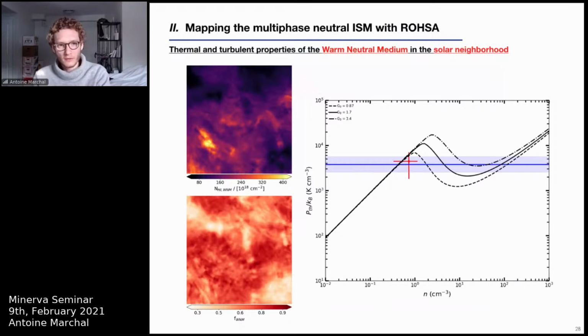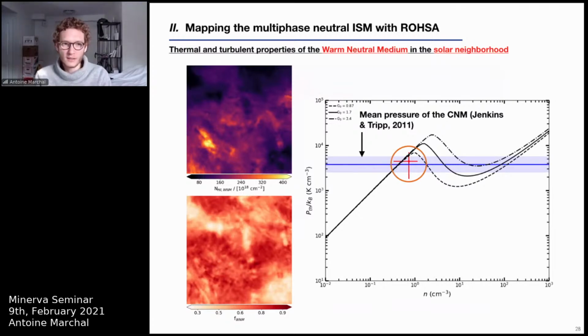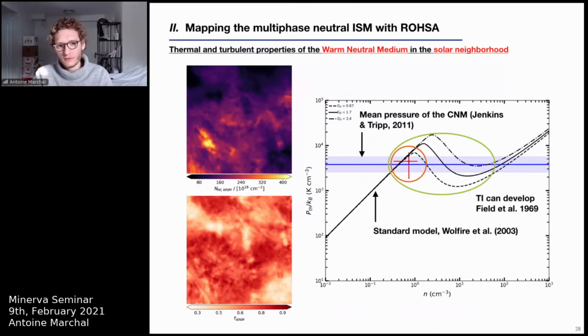We can also compare the value we obtained for the WNM with the mean pressure of CNM clouds obtained in the solar neighborhood by Jenkins and Tripp 2011. And the mean pressure is relatively the same. So as we expected, it means that the warm phase and the cold phase are kind of coexisting at pressure equilibrium within a range where the heating and the cooling processes allow thermal instability to develop and to grow. So that is the standard model and this region where thermal instability can grow.